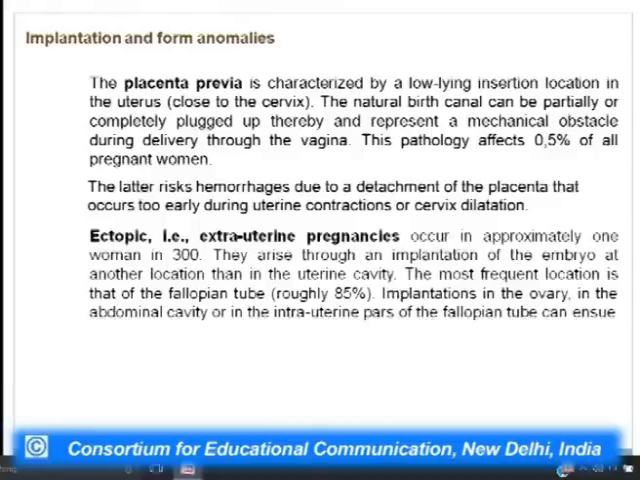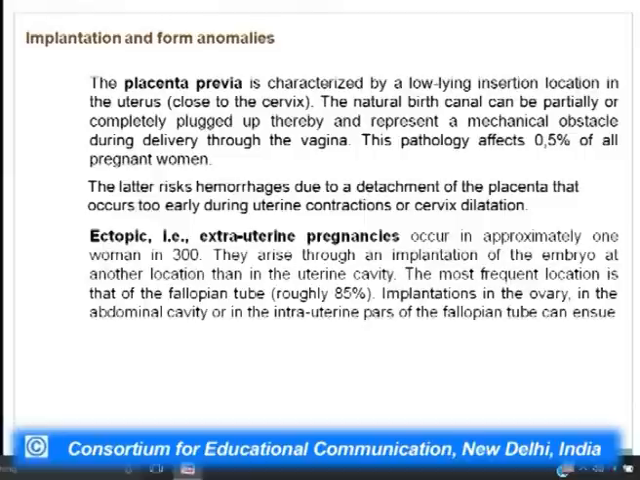Then there are also ectopic, that is extrauterine, pregnancies. These occur in approximately 1 woman in 300. They arise through an implantation of the embryo at a location other than the uterine cavity. The most frequent location is the fallopian tube. As we have seen, the blastocyst needs to escape from the zona pellucida before being implanted. The zona pellucida prevents the blastocyst from being implanted anywhere else, but sometimes a premature escape can occur and implantation occurs, for example, in the fallopian tube, and this is termed an ectopic pregnancy.